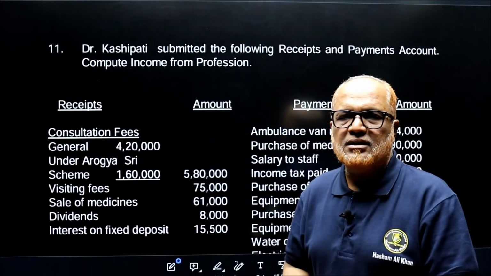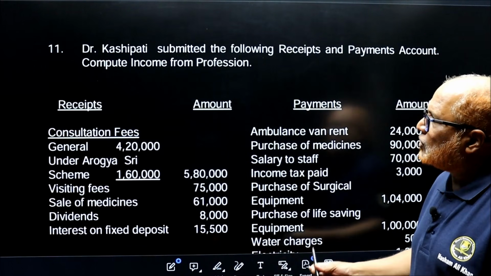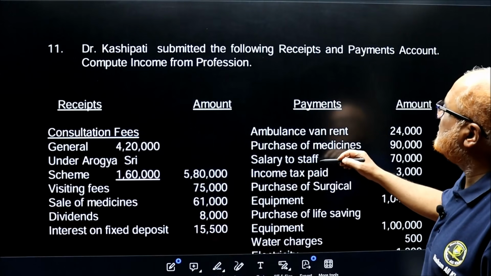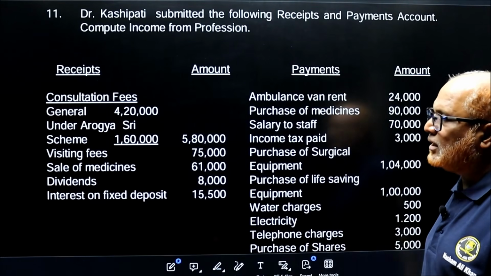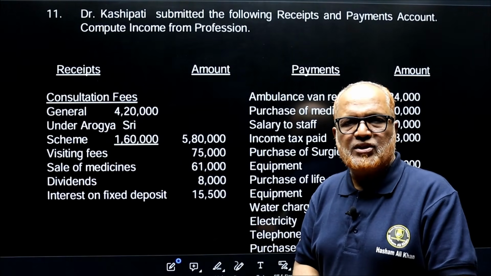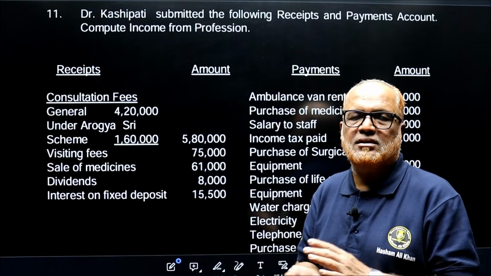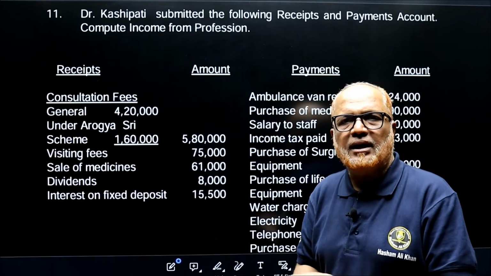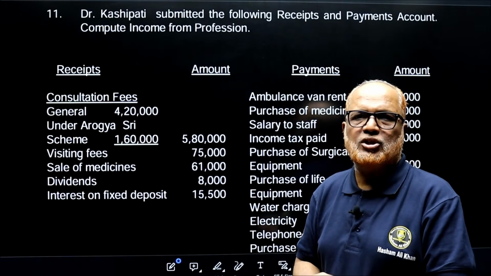Come on, now we'll start the 11th problem. Dr. Kashipati submitted the following receipts and payments account, compute income from profession. One more problem on income from profession, because in the examination there are some chances that they will ask a problem on profession also.